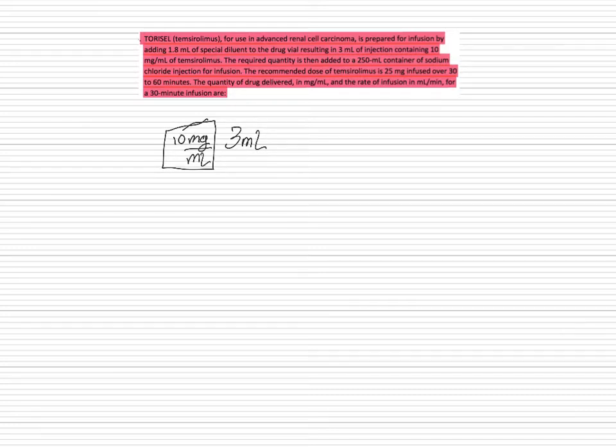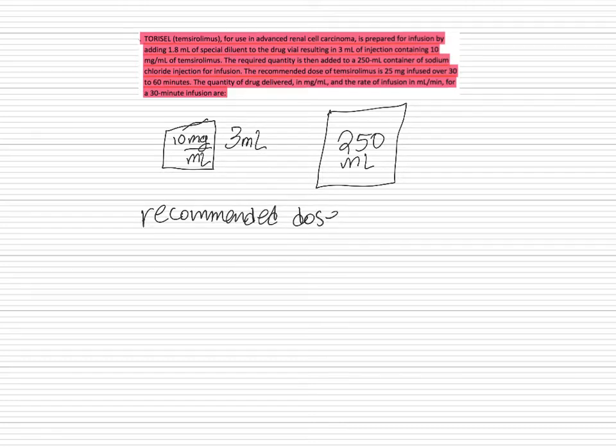Of the temsirolimus. And then the required quantity is added to a 250 ml container of sodium chloride, and the recommended dose is 25 mg, but they infused it for 30 minutes, so that's what we're going to go by. Okay, so we're going to find the quantity of drug delivered in mg per ml and the rate of infusion in mL per minute. These are our unknowns and what we're going to solve for. This and this.